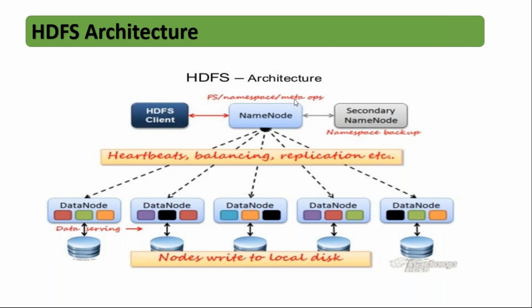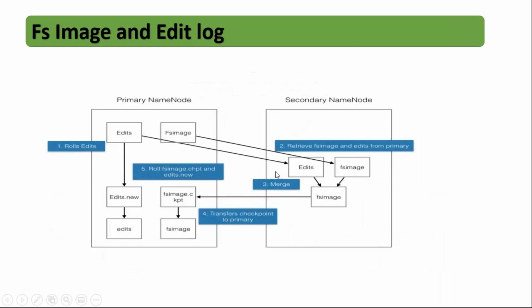So what will happen here between the name node and secondary name node? Let's see. The primary name node contains edits and FS image, right? These 2 files, that is what we discussed. At the time of running the cluster, what will happen internally? These edits and FS image, those 2 files will be copied to the secondary name node.